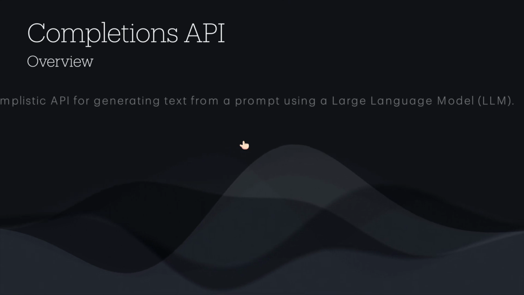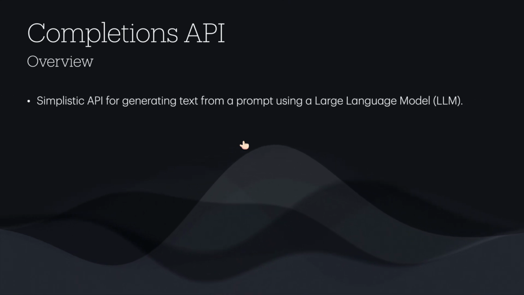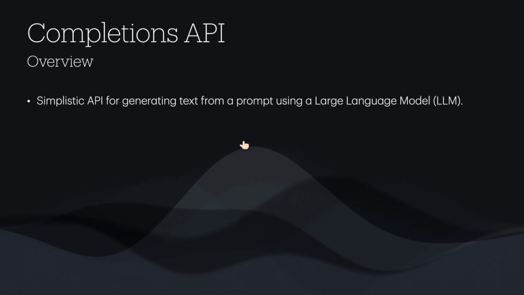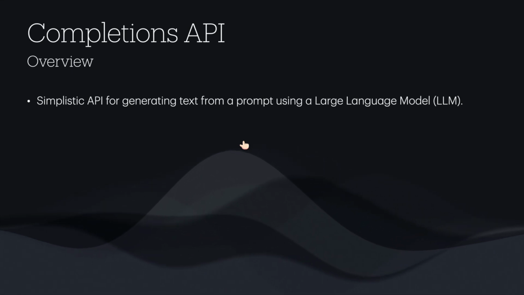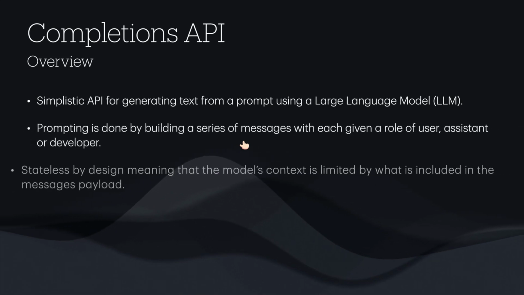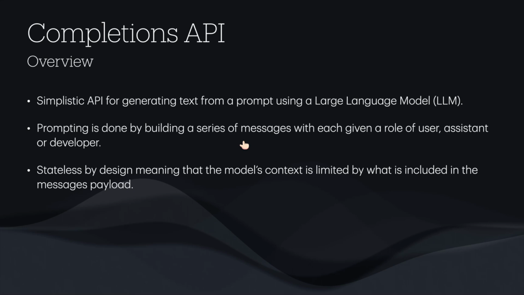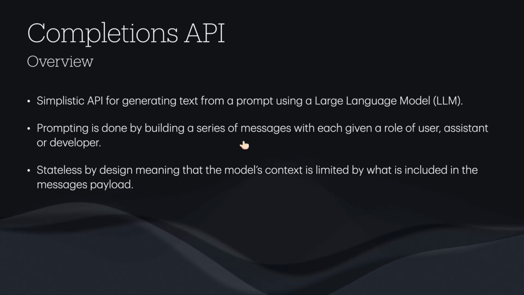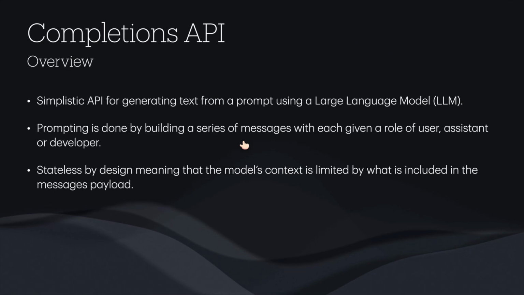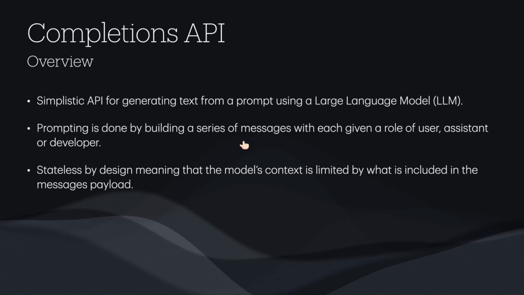So what is the Completions API? The Completions API is a very simple API to use to generate text from a prompt using a large language model. The prompting is typically done with a list of messages, and each message is given a role. That role is either a user, an assistant, or a developer. A user is a user, the assistant is a response back from the models, and the developer is a role used by developers to tell the models how to behave.